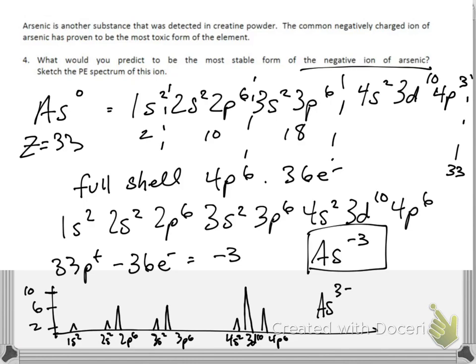All right, so make sure that when you're drawing the PES spectra, you show the separate shells, you show that the lowest potential energy is to the left, and that you show the individual peaks within a shell are really close together compared to the different shells, which should be well separated.